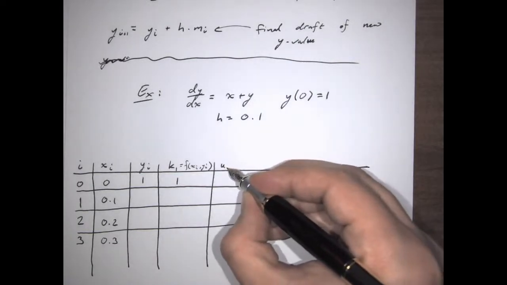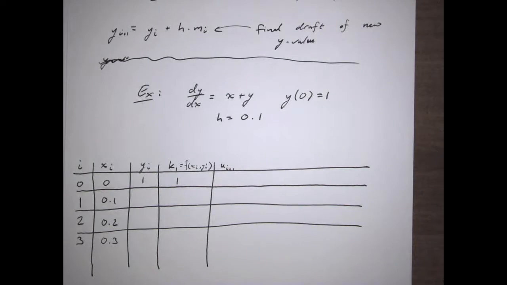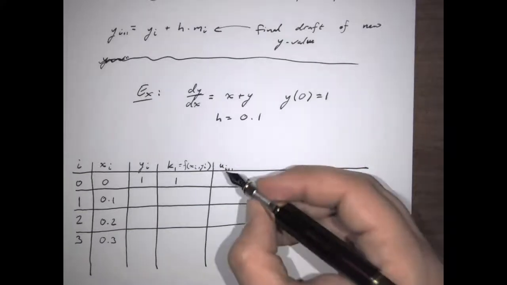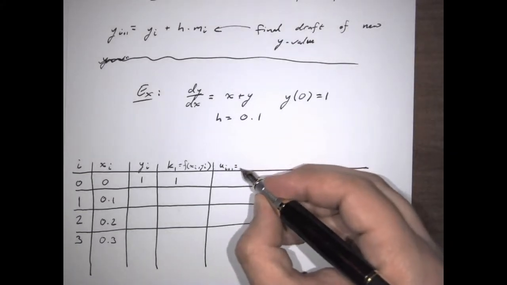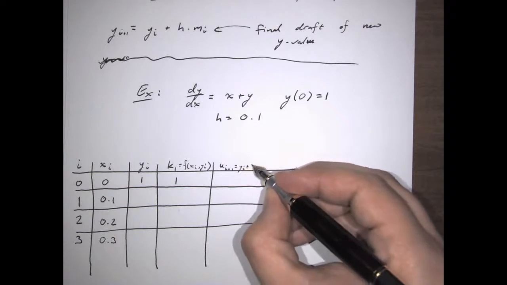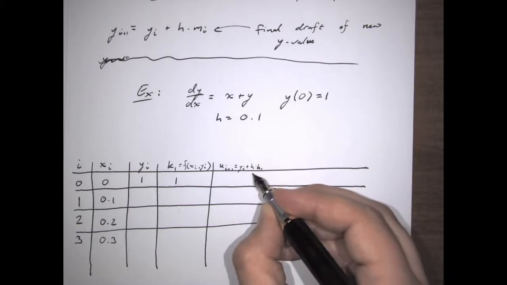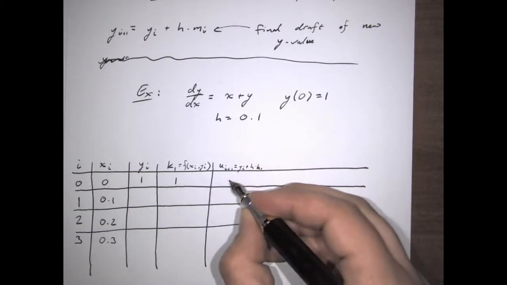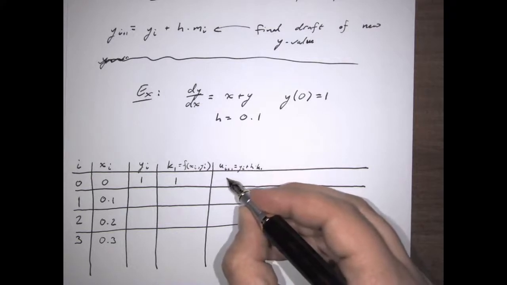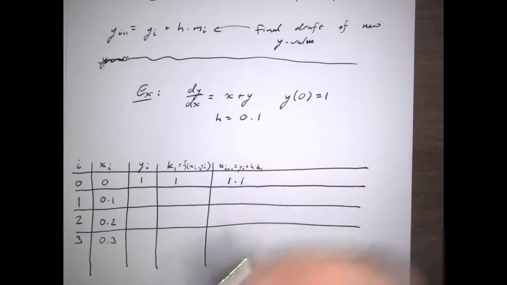And now what happens is we look towards what the future would hold if we were to go at that slope. What would the new y value be? So this is like the proposed y value. So this is y i plus h times k1. So this is what the y value would have been from here using Euler's method. And so that's going to be 1 plus 0.1. So that's where that one takes us.